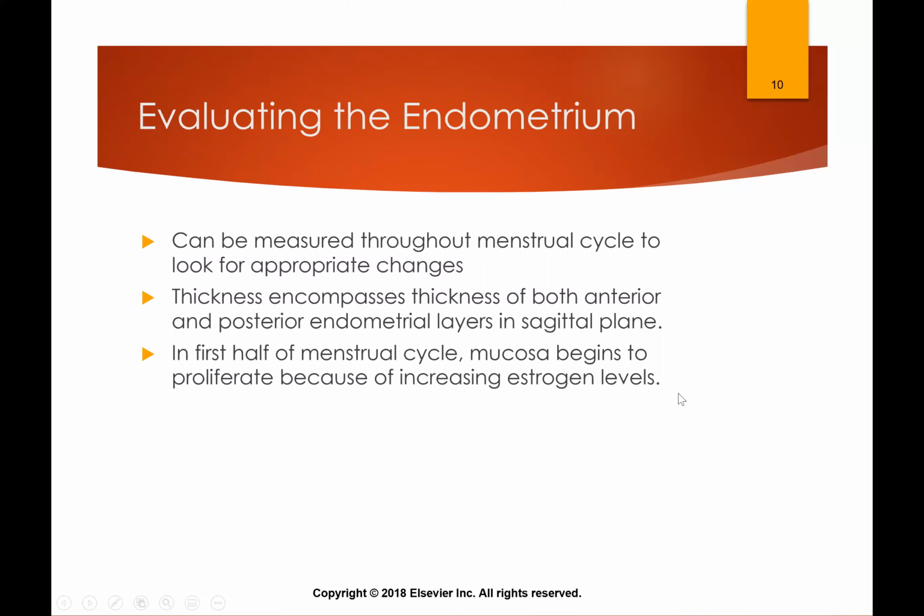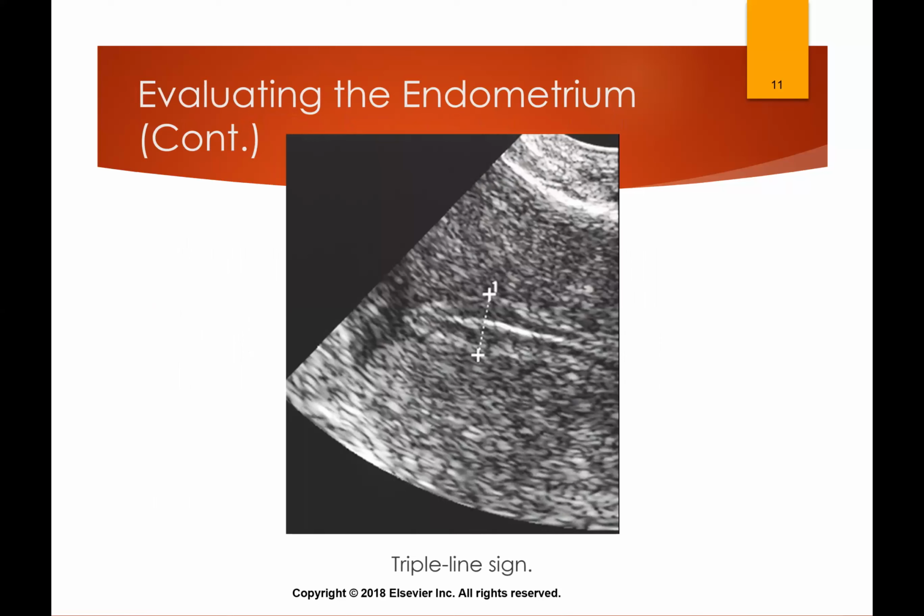In the first half of the menstrual cycle, the mucosa begins to proliferate because of the increasing estrogen levels. And so the estrogen levels are what help it to get thick. Three-line sign, do you guys remember this? This is going to be on your final, and you need to just know this being a sonographer. So this is a proliferative phase. So this is late proliferative phase. So I would say this is about day 9 to day 14.